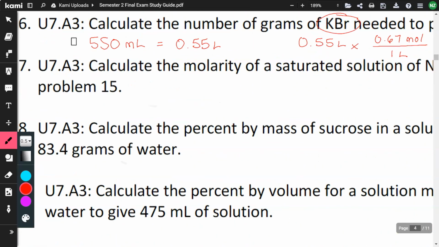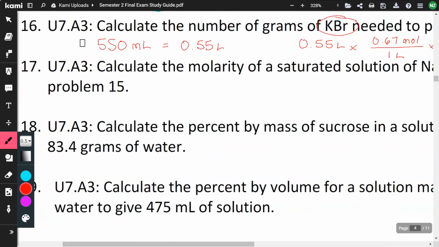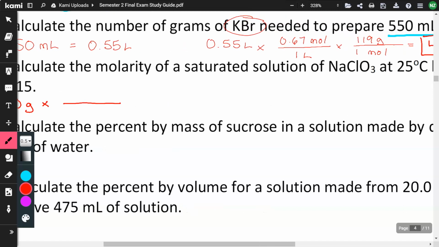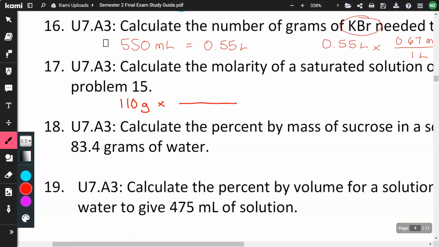If you're below the curve, you're unsaturated. So we have 110 grams. We're going to convert that to moles. So we need the molar mass of NaClO3, which is 106.44 grams. That's how many grams are in 1 mole.